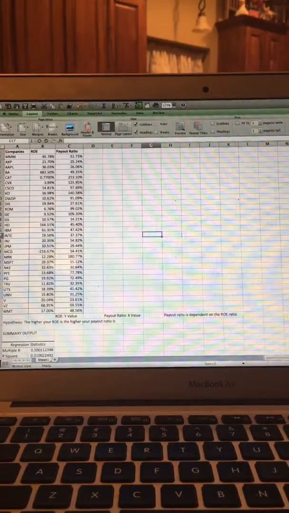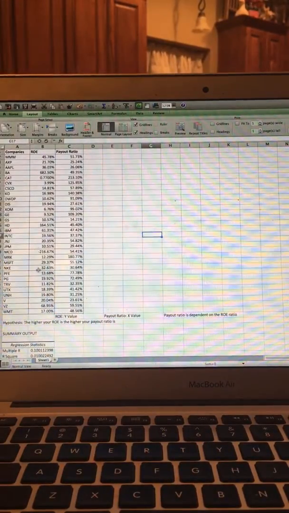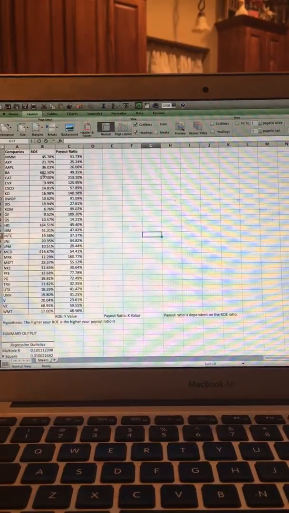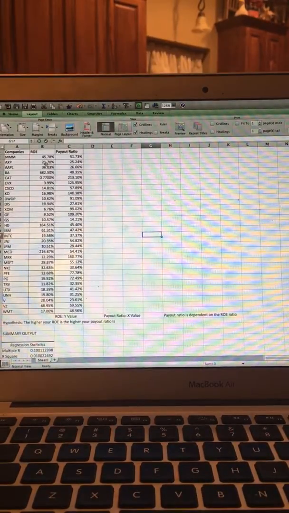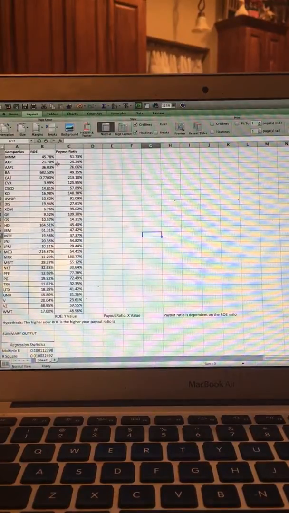For my project, I decided to use the companies that made up the Dow 30. They're all very popular companies like Apple, Costco, Disney, Microsoft, Walmart. So well-known companies. And I went to Yahoo Finance and I pulled their up-to-date ROE and payout ratio information. This is all fiscal year 16 information, so it's all new.